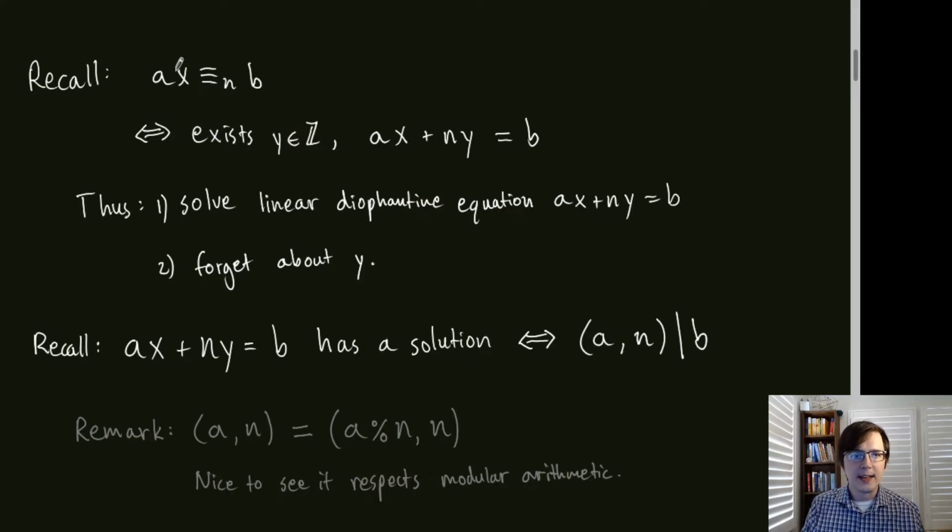Okay, so let's recall that AX congruent to B mod n is equivalent to there existing a y in the integers such that AX plus ny equals B. This was a lemma from last lecture, essentially. So then, our strategy can be, first, solve this linear diophantine equation, which is something that we know completely how to do now, and then we just forget about y.